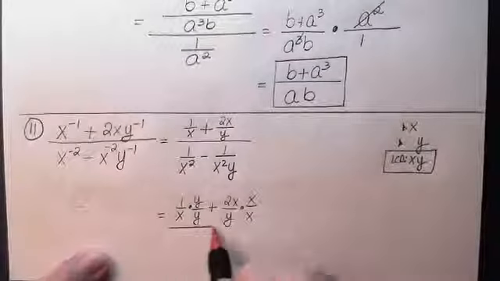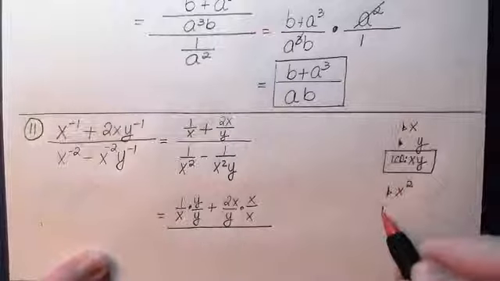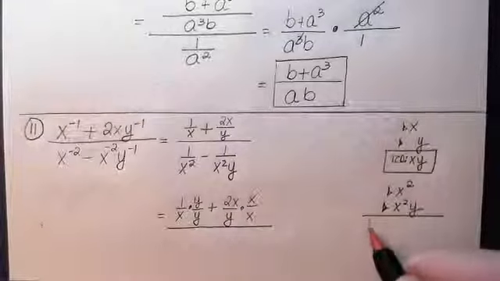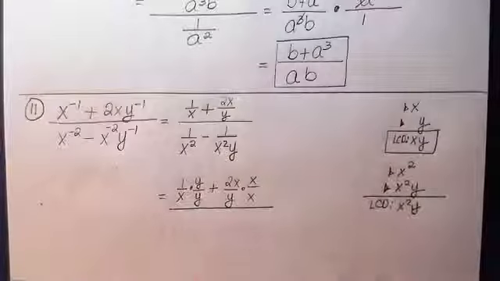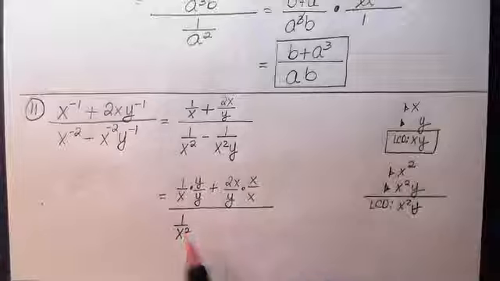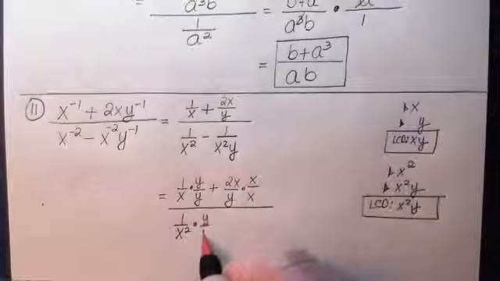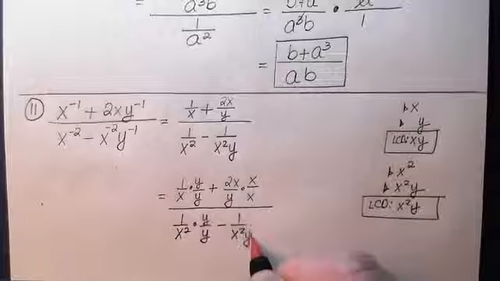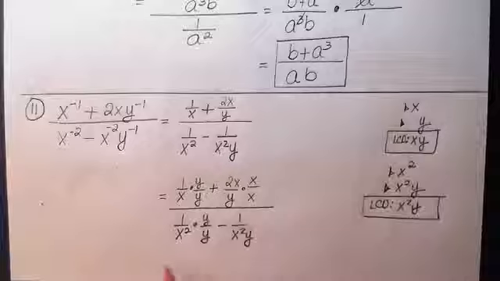Alright, let's do the same thing on the bottom. First denominator is x squared, second denominator is x squared y. That means my LCD is going to be x squared y. Alright, so we copy the first fraction, compare the denominator with the LCD. We're missing a y, so we're going to multiply top and bottom by y. Copy the second fraction, compare with the LCD. We notice that we're not missing anything, so we leave it like that.